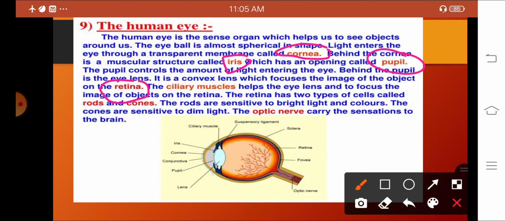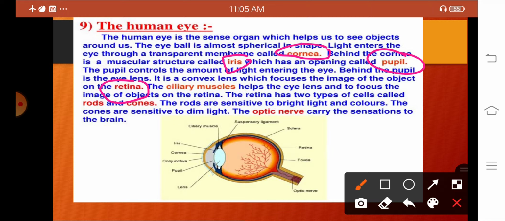The pupil controls the light. Behind the pupil is the lens, the convex lens, and it focuses the images of the object on the retina. And the ciliary muscles help the eye lens. And the retina has two types of cells, that is rods and cones. Rods are sensitive to bright light and colors, and cones are sensitive to dim light.